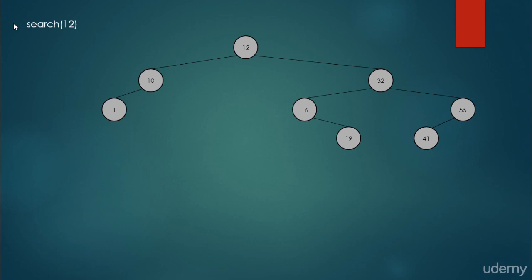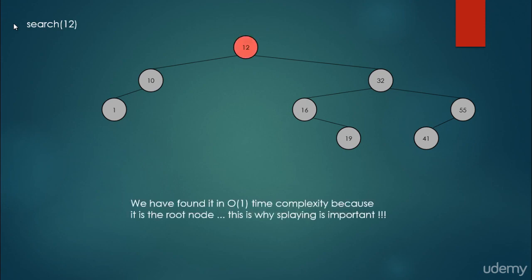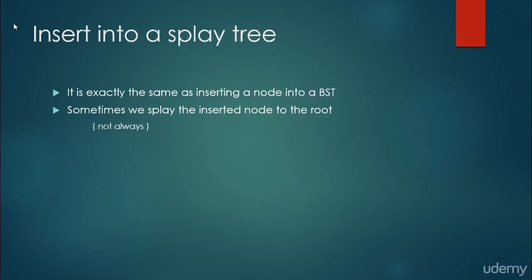So why is it good? Because if we want to find 12 again, it's going to be the root node. So we have found it in constant time complexity because it is the root node. So this is why splaying is important.